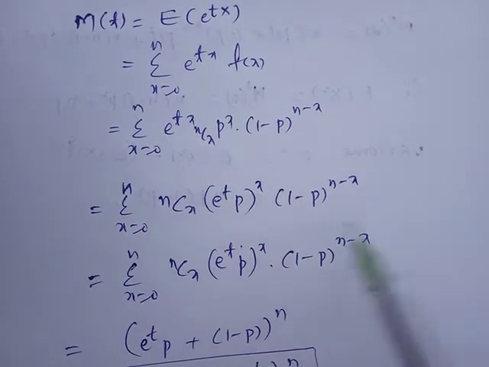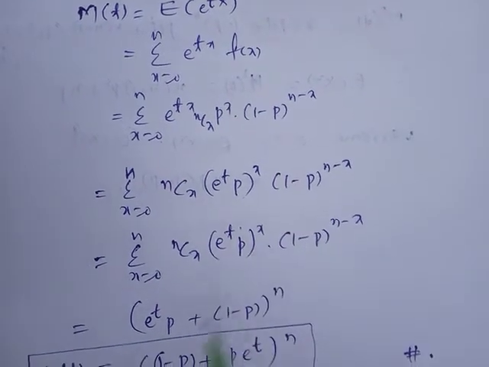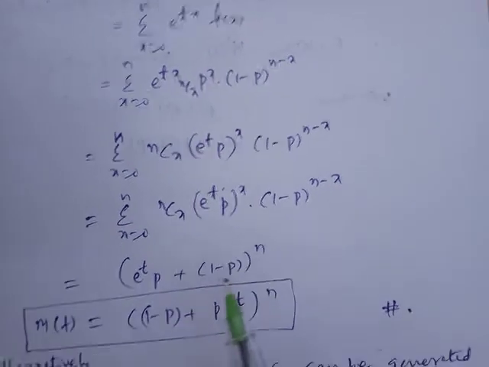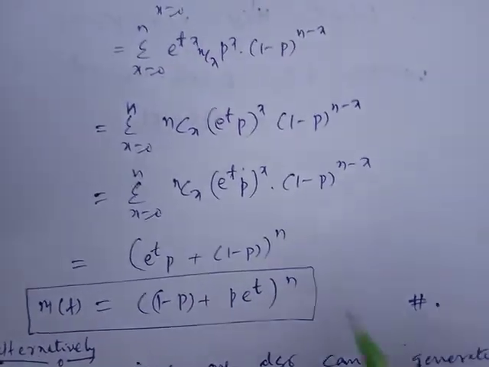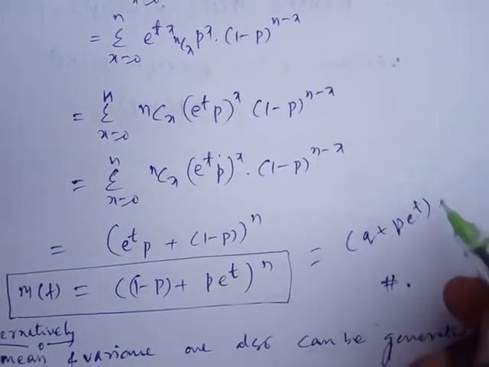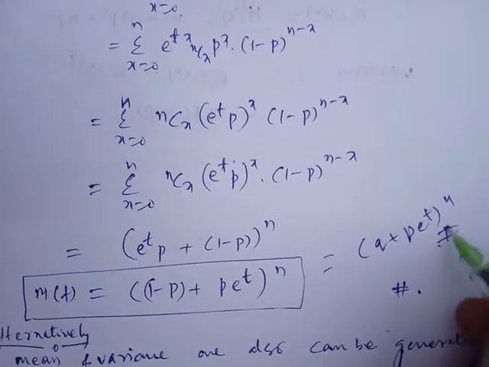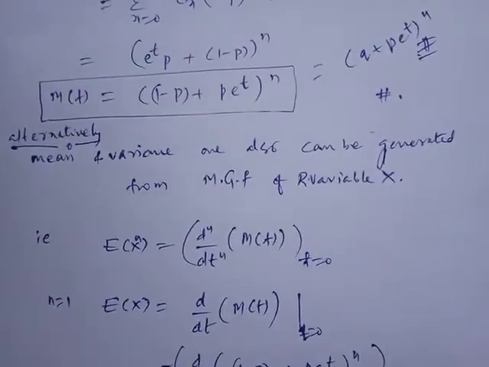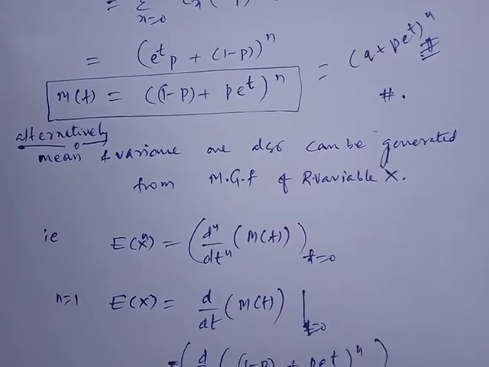By the binomial theorem, we can write this total term as (p e^t + (1 - p))^n. So 1 - p can be written as q, which gives (q + p e^t)^n. This is the moment generating function. So alternatively, we can determine the mean, variance, or any moment by using the moment generating function.